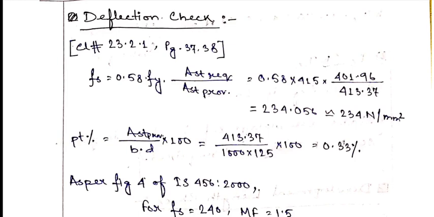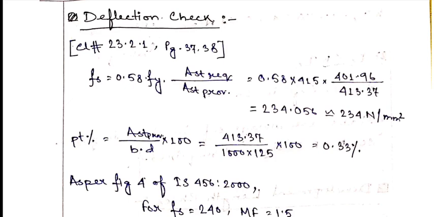Now we have to check. Our first check is deflection check. So from clause number 23.2.1 and figure 4 of IS 456, we know to find out modification factor, first of all we have to use the formula of Fs, which is just below figure number 4 of IS 456-2000.